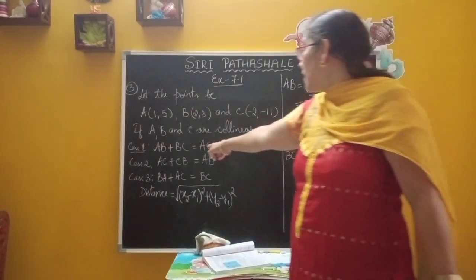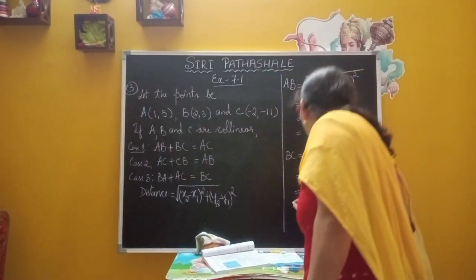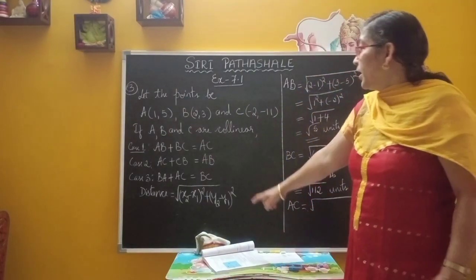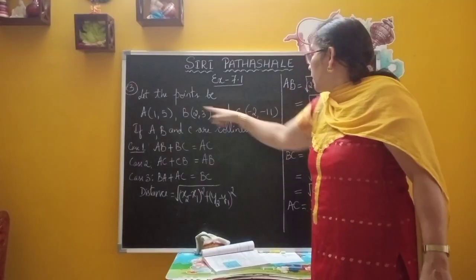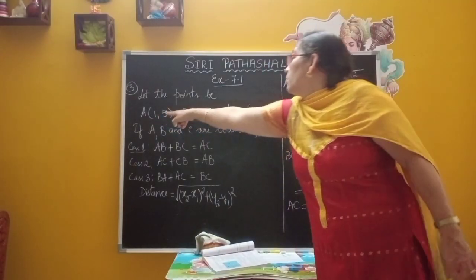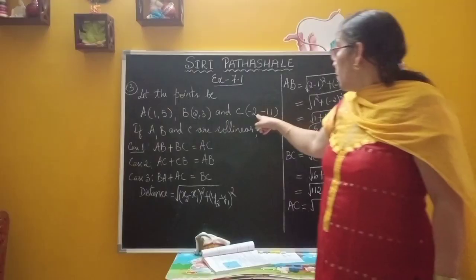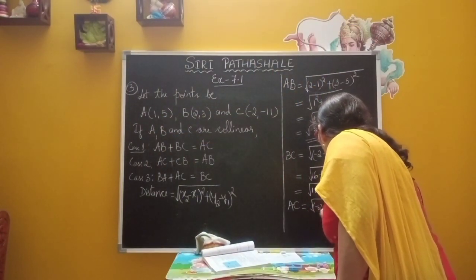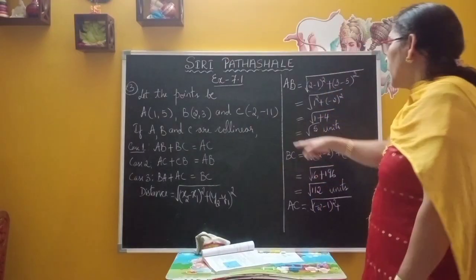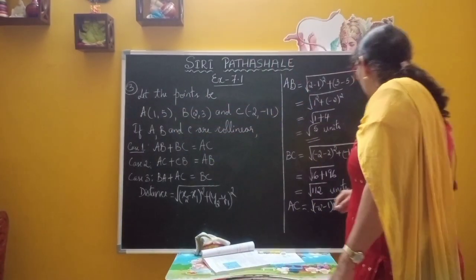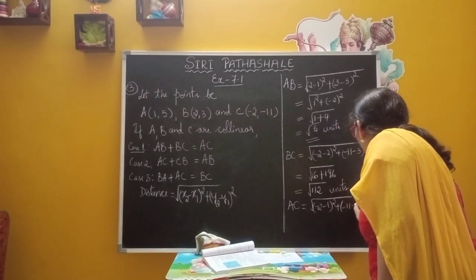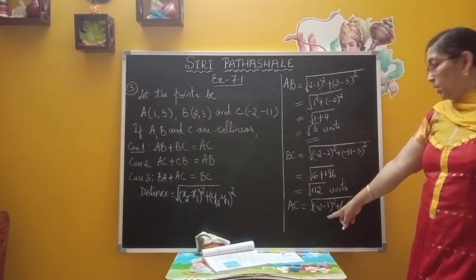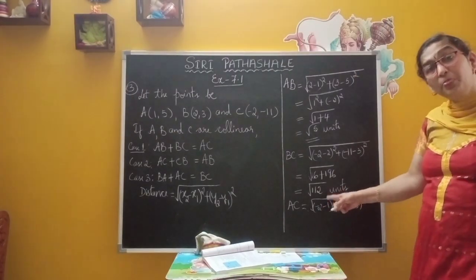Now what is AC? Length of AC. So length of AC is square root of (x2 minus x1) whole square plus (y2 minus y1) whole square. So minus 2 minus 1 whole square plus minus 11 minus 5 whole square. So what do we get here? Minus 2 plus minus 1 is minus 3. Minus 3 whole square is plus 9.